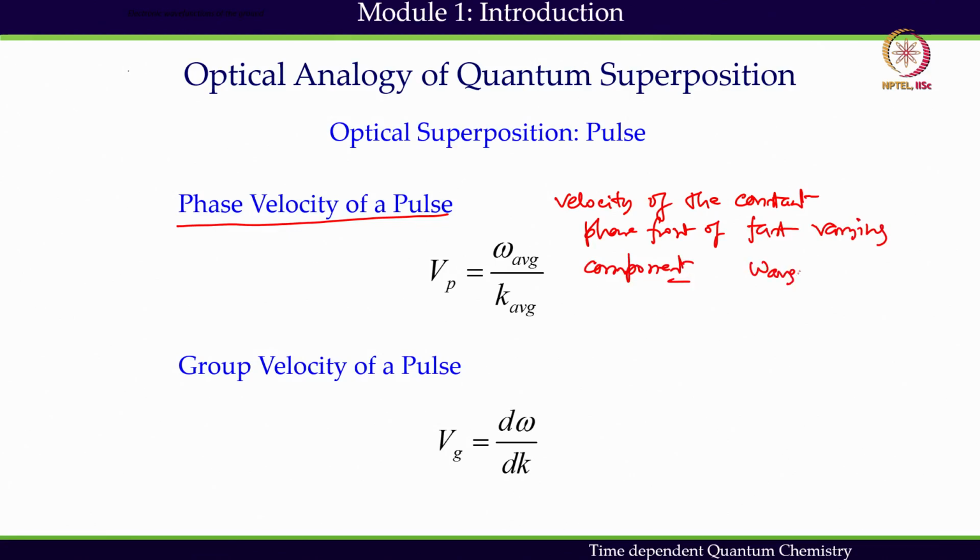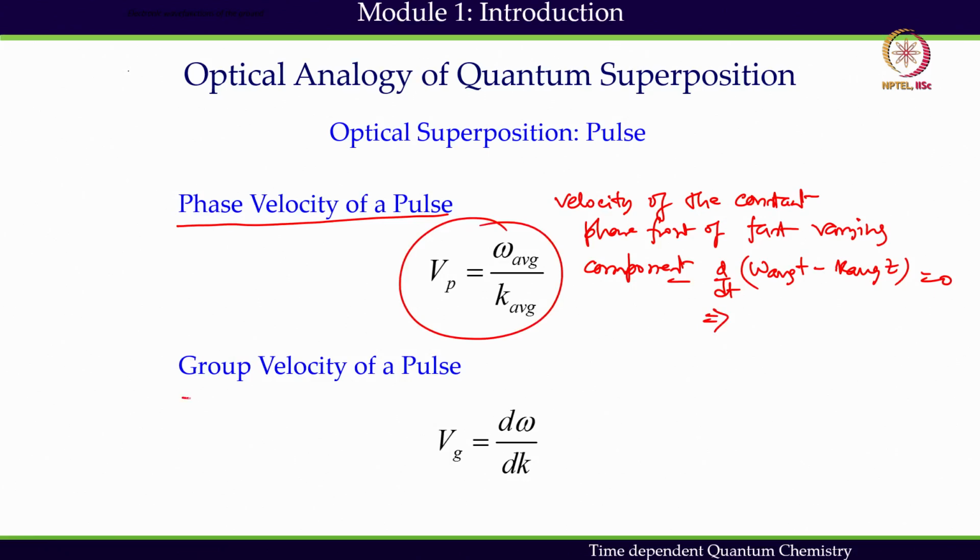How can I get that? Clearly, I had phase omega average t minus k average z. This is the phase. I take the first derivative to be 0. If I take the first derivative, the constant phase front will repeat. That's why the first derivative is 0. It is the velocity of the constant phase front. So, if I take that, then I get the phase velocity.